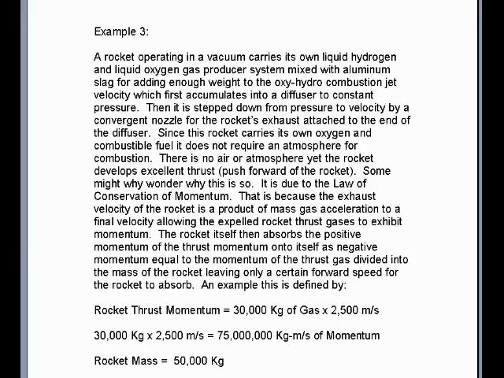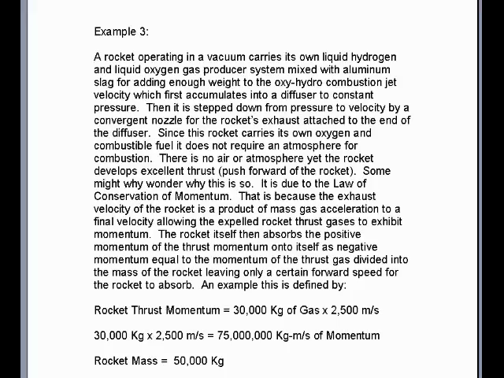Next example. A rocket operating in a vacuum carries its own liquid hydrogen and liquid oxygen gas producer system mixed with aluminum slag for adding enough weight to the oxyhydro combustion jet velocity, which first accumulates into a diffuser into constant pressure. Then it is stepped down from pressure to velocity by a convergent nozzle for the rocket's exhaust attached to the end of the diffuser.